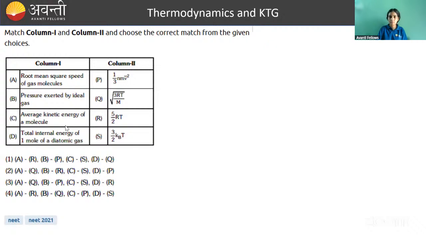Yes. Okay, 50% of you are correct. Chalo, let me end the poll and let me show you. This is just a formula based thing.